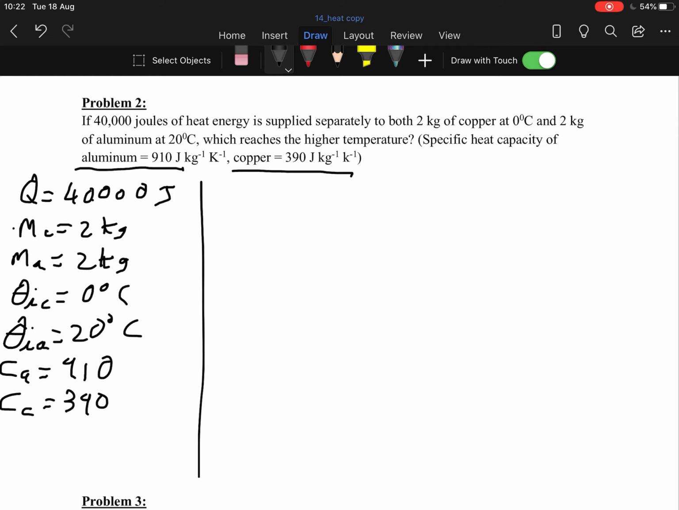Okay. So the question is, what is the final temperature? Because we want to find the higher temperature. So we're going to look for final temperature of copper and final temperature of aluminum. And then we're going to find out which one reaches the higher temperature. It doesn't really matter what you start with. You can start with aluminum, but I'm going to start with copper. Right, so the equation we're going to use is Q equals mc delta theta. So we're rising the temperature.